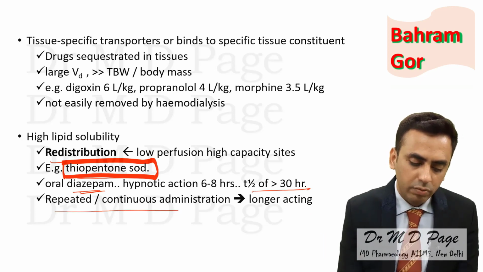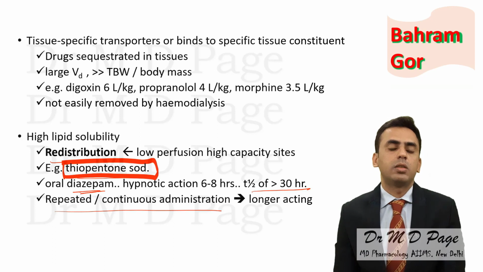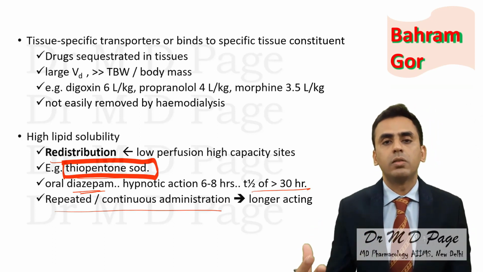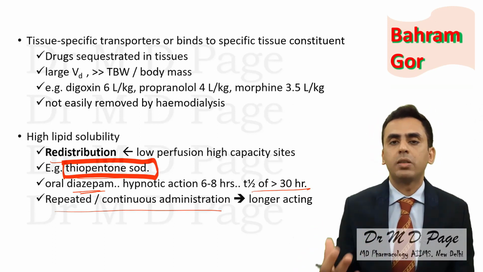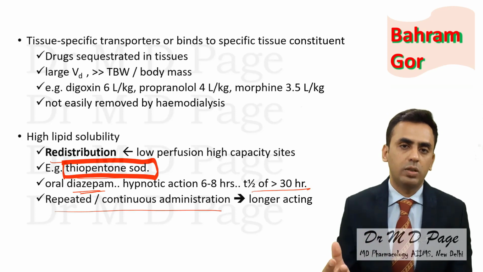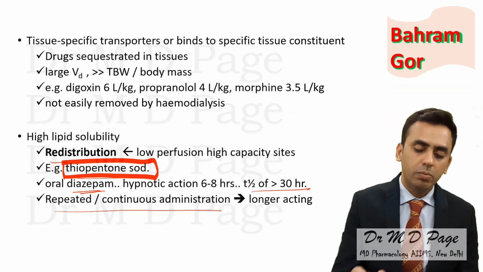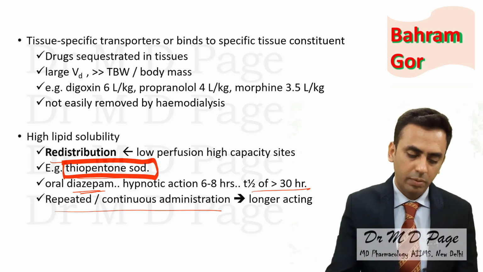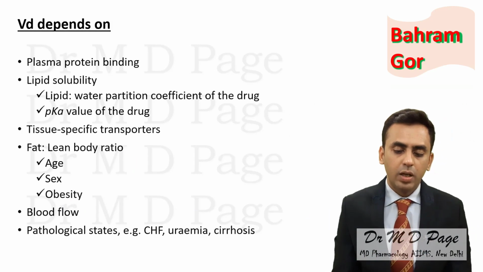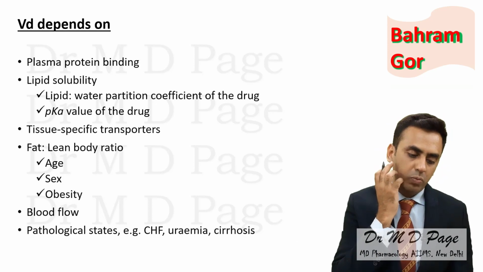But what will happen if you give repeated and continuous administration? The tissue stores, which were getting stored in muscle and fat, will get exhausted. Now the drug starts accumulating in the brain also. So it will become more and more longer acting with time. Okay. So we have covered almost all points.